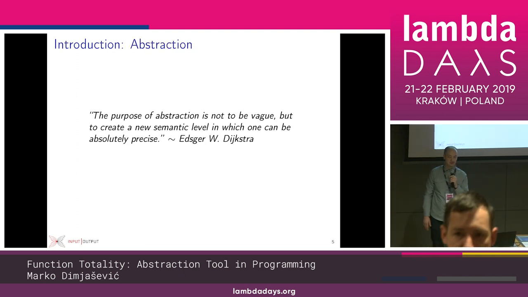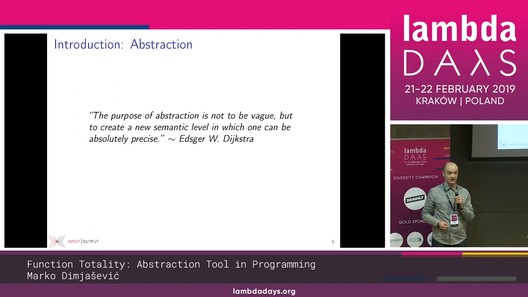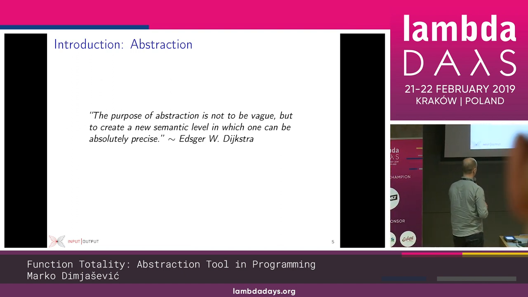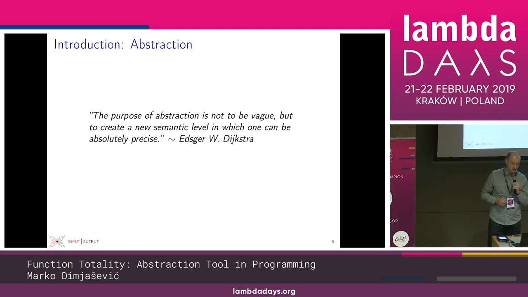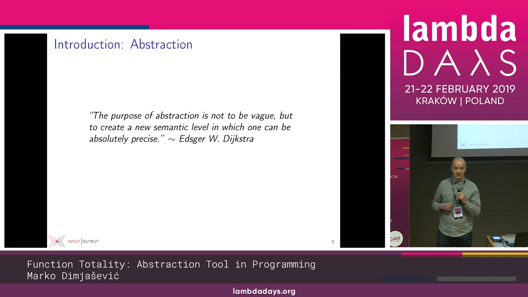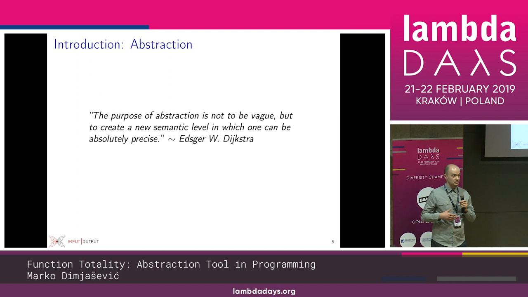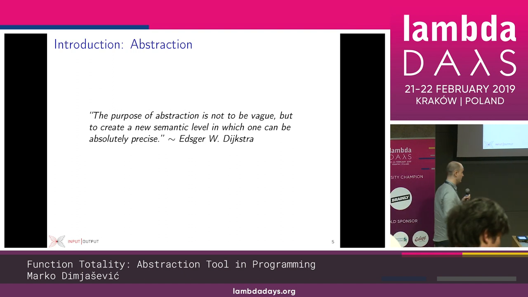So briefly about abstraction. Abstraction is often seen as something that is very hard and very vague. But there is a nice quote by Edsger Dijkstra who said that the purpose of abstraction is not to be vague, but to create a new semantic level in which one can be absolutely precise. And hopefully, by the end of this talk, I will convey this idea that we are not being abstract here to be vague, but to actually help us in building higher level parts of our programs where we don't have to worry about what's underneath them.